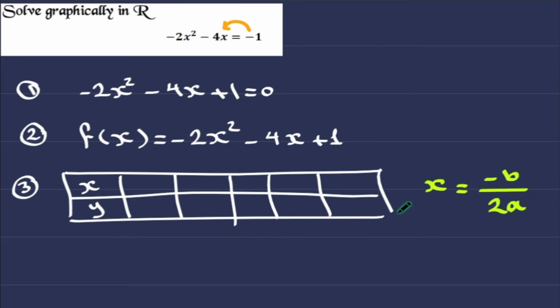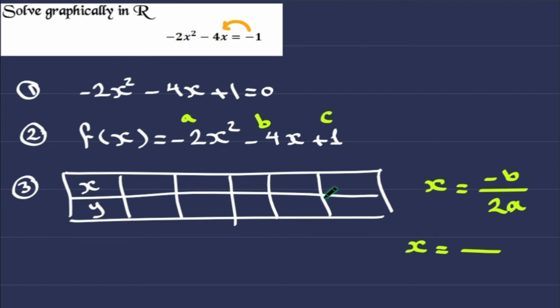It's just to put the number in the middle of the x row and then complete the table. So x is equal to negative b over 2a. a is equal to the coefficient of x squared, which is negative 2, and b is equal to the coefficient of x, which is negative 4, and c is the constant term, but we don't need it, which is 1.